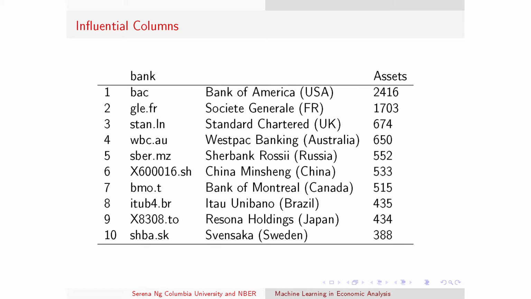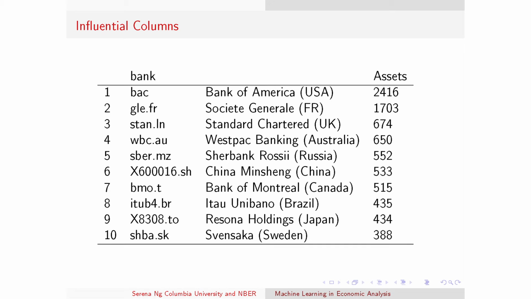Okay, so the banks that contribute most of the variance in the data, Bank of America. I don't know enough about the banking data to read too much into it, but I do recognize these names that have been problematic during the episode.